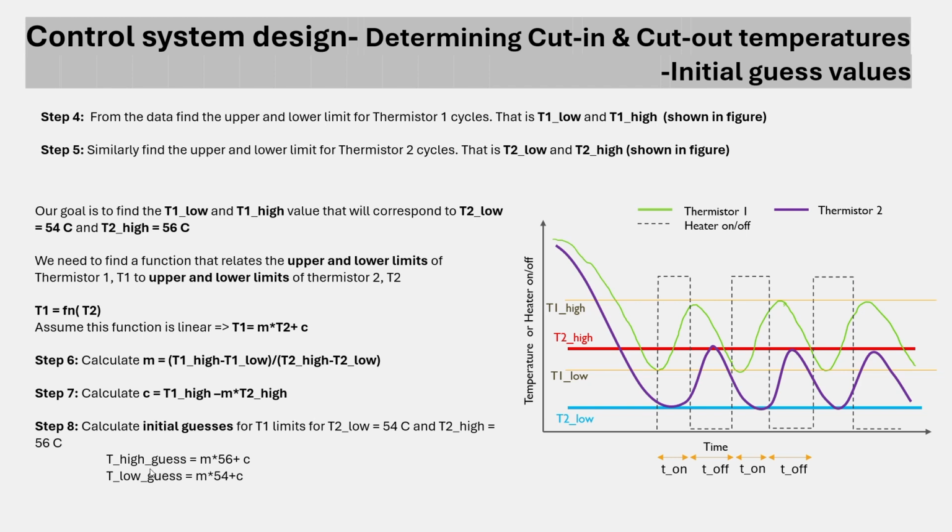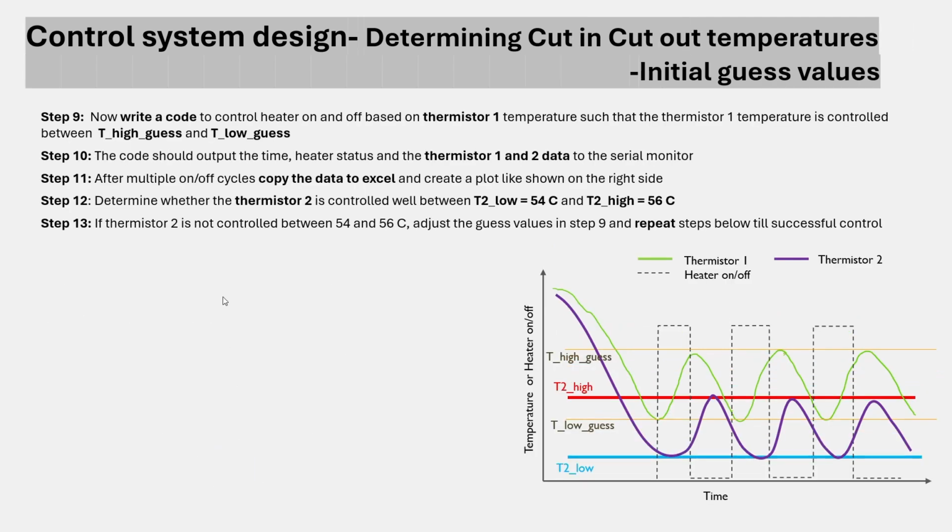So now you have an initial guess value for your T1 high and T1 low, okay? And those numbers are the T high guess and T low guess, because I'm calling it a guess since it's still not accurate. It's an initial guess value. Now use this and write another code, which will be similar to your final code, to control the heater on and off based on thermistor 1. Its temperature should be controlled between the two guess values that we just determined, the low guess and the high guess, and you control T1, the green thermistor, between those two.